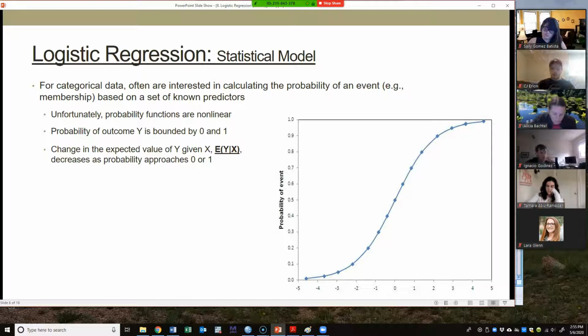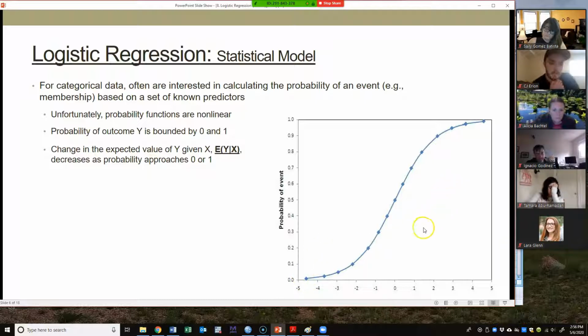What we're often wanting to do within these models, particularly with the dichotomous outcome, is calculate the probability of some event. What's the probability, based on the information I have, of this thing happening? The problem we run into with our standard statistical models is that probability functions aren't linear. Our probability is bounded by 0 and 1, so it's either 0, never happens, or 1, always happens. But in between we get this S-shaped curve. In the middle, things are jumping up, but as we get closer and closer to 1 and to 0, things start to taper out.